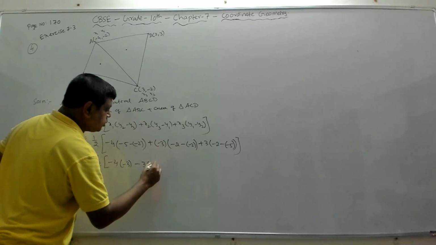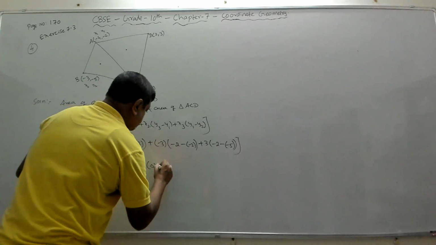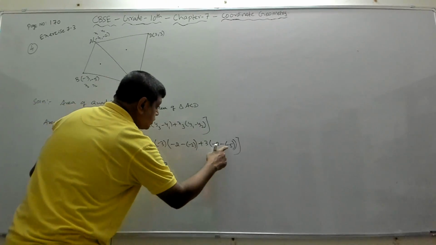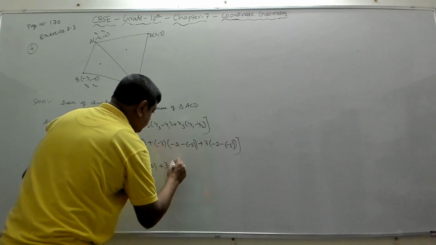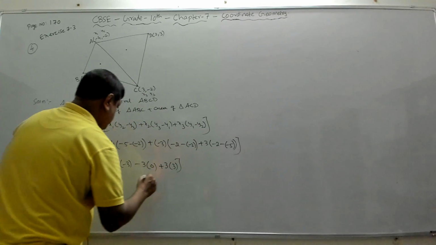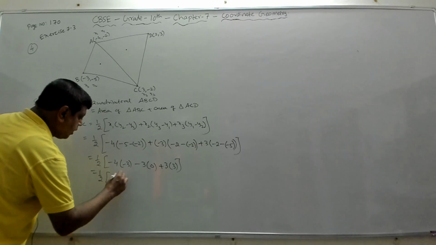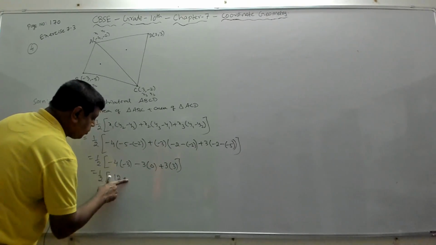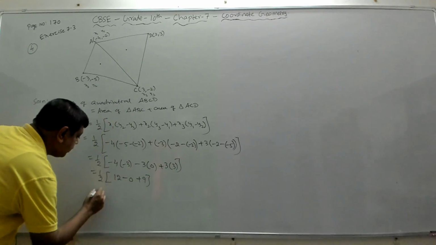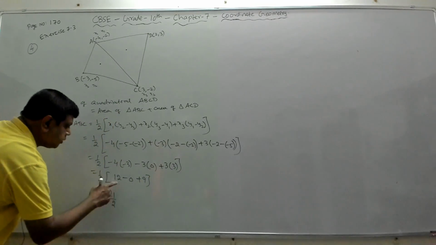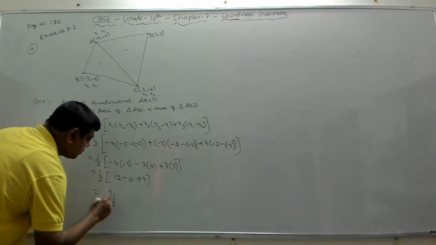So 2 minus 2 is 0. 2 minus 2 is 0 plus 3 into minus 2. This is minus into minus plus 5. Minus 2 plus 5 is plus 3. So we get 1 by 2 of, this is 12, 4 3s are 12, plus this is 0, doesn't matter because it's 0, plus 9. So you get 21 by 2. This is 21, this is into 1 by 2, so 21 by 2 square units.